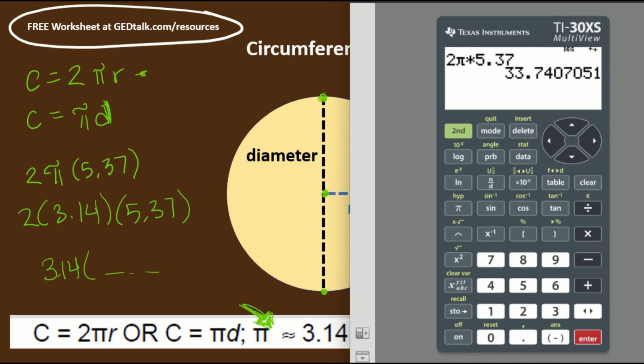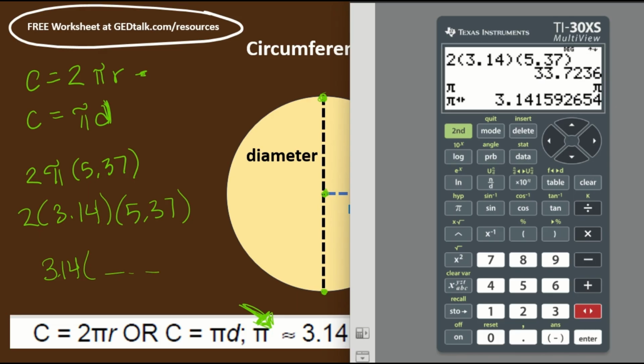If you're wondering, would that still be true if I did 2 times 3.14 times 5.37? And we get 33.7236. And if you're like, wait, what is the big difference? Remember, folks, this pi key, if I hit the pi key and hit enter, I'm going to toggle it so you can see the decimal. When you use your pi key, it's not multiplying by 3.14, it's multiplying by 3.141592654. That's why when we did 2 pi, we got an answer that wasn't the same as what we just did with 3.14.